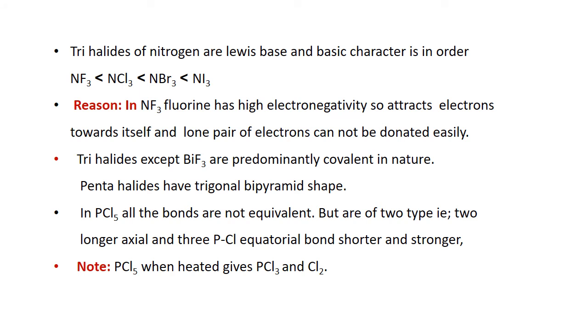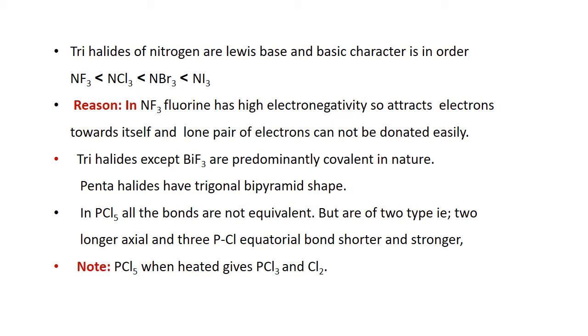Again, the trihalides of nitrogen are Lewis bases. These have a tendency to donate an electron pair, and their basic character is in the order, abnormally, NF3 lowest and NI3 maximum. It is because in NF3 fluorine has high electronegativity, so it attracts electrons towards itself, and the lone pair of electrons cannot be donated easily by the nitrogen.